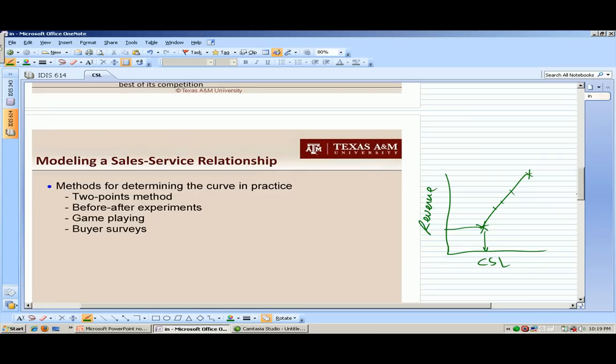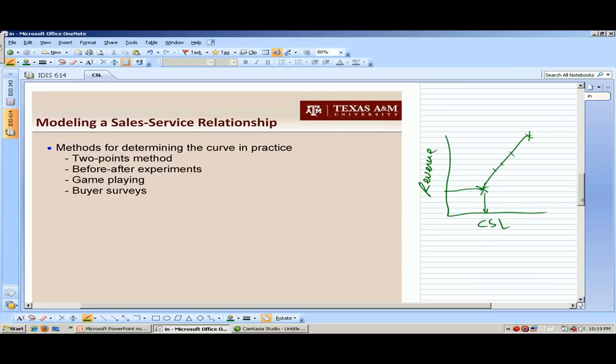Okay, and the second one is before and after experiments, where you may have some previous data. What was your customer service level and what was the corresponding revenue, and then you probably improved your customer service level in terms of delivery time, on time deliveries, and so forth. Now you have a new revenue and you can see what is the corresponding customer service level, and then draw a line and again assume that relationship holds.